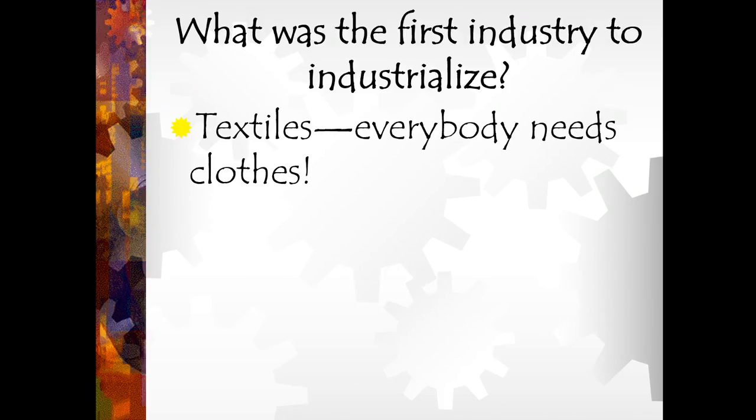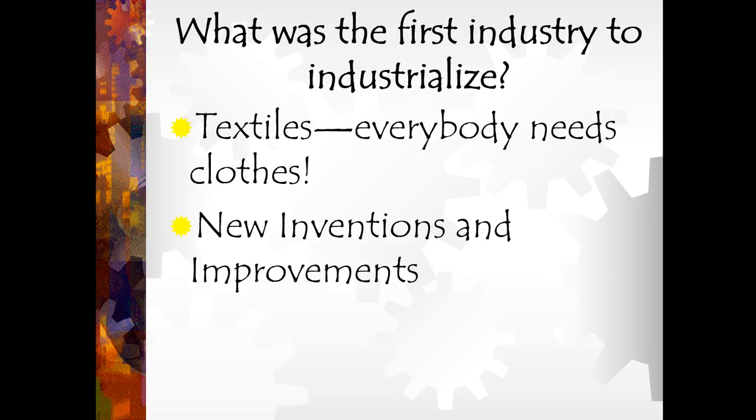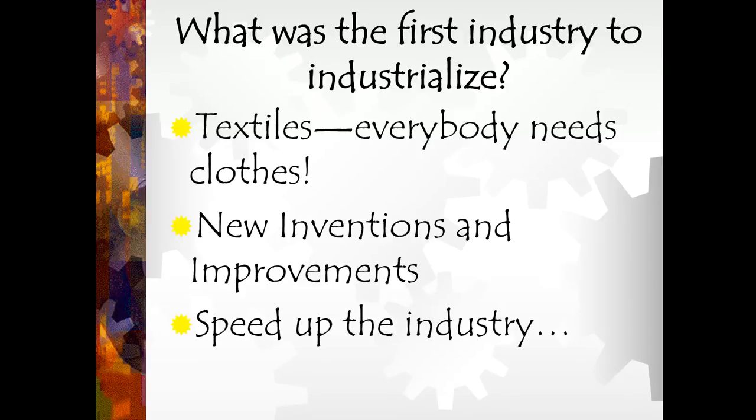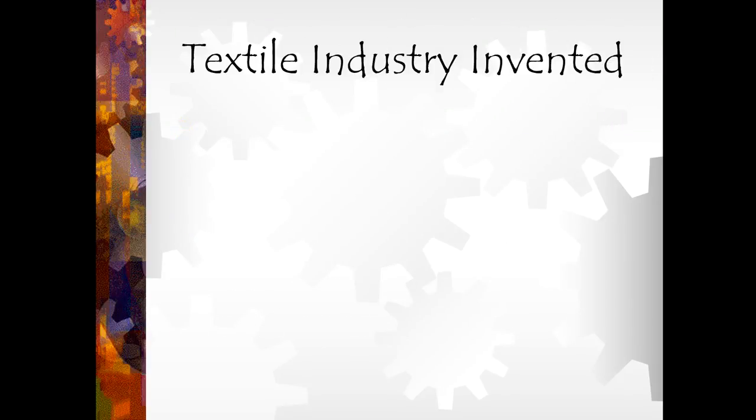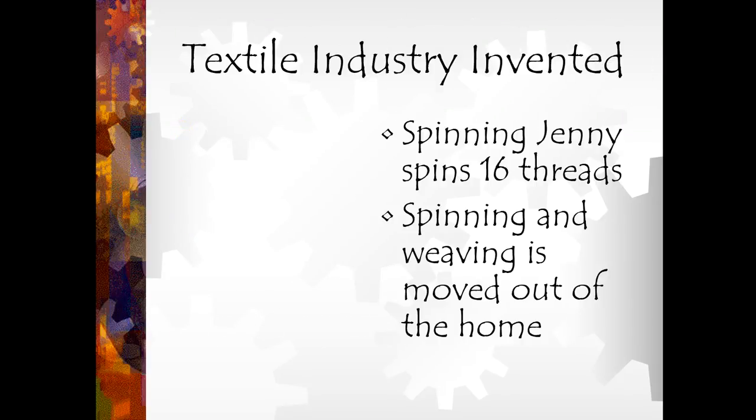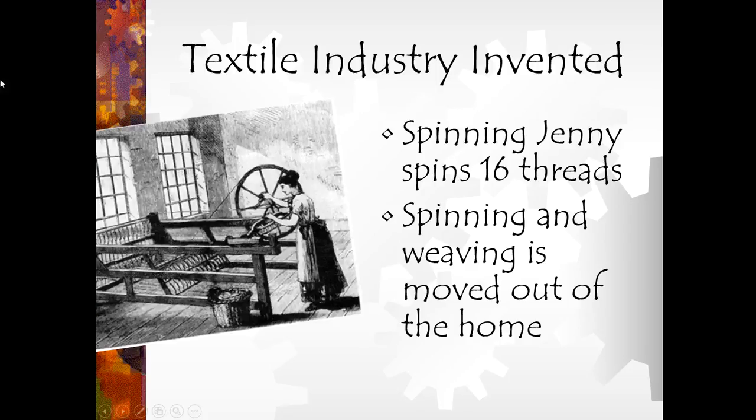Textiles was the first industry that industrialized, and that's because everybody needs clothes. Textiles is fabric. There were new inventions and improvements that came along with that, and it sped up the industry. Some of the new tools or machines that were used, the spinning jenny, where it spun 16 threads at a time, and spinning and weaving at this point was moved out of the home and into the factories. And if you look at the size of this machine in relation to the size of the woman working it, this machine would not fit in her home. This would be much too big for the cottages.